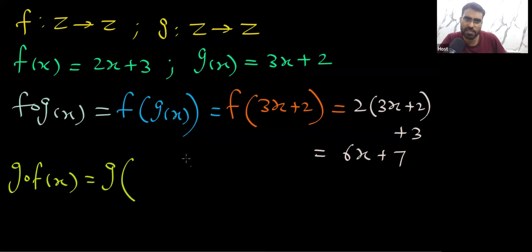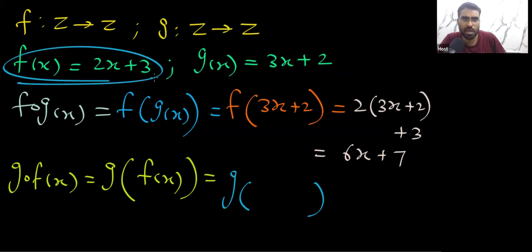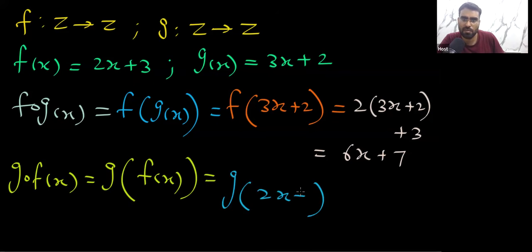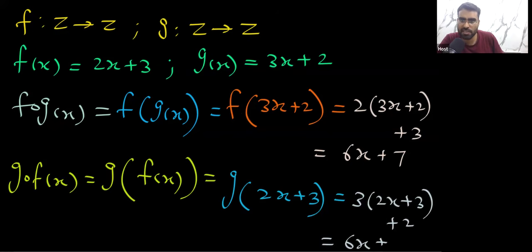Okay, what will be gof x? That is g of fx. What is gof x? See, fx is 2x plus 3. So tell me now, g of 2x plus 3. Instead of x, you put 2x plus 3. So you are getting 6x plus 11.